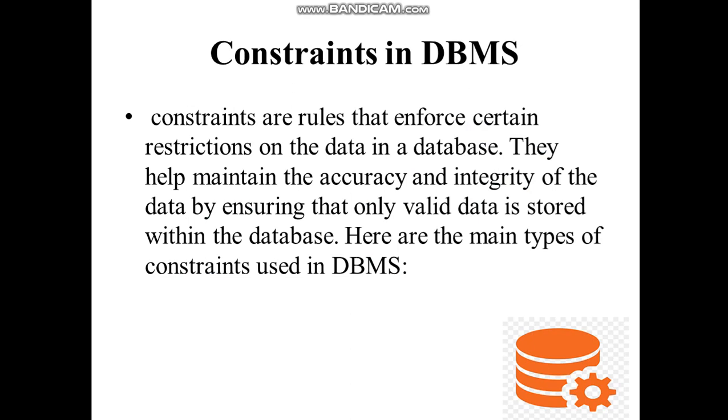Constraints are rules that enforce certain restrictions on data in a database. They help maintain the accuracy and integrity of the data by ensuring that only valid data is stored within the database. Here are the main types of constraints used in a database. Constraints are nothing but certain rules we impose for entering data into the database. We are imposing some restrictions on that, so that it will maintain the accuracy, consistency and integrity of the data.